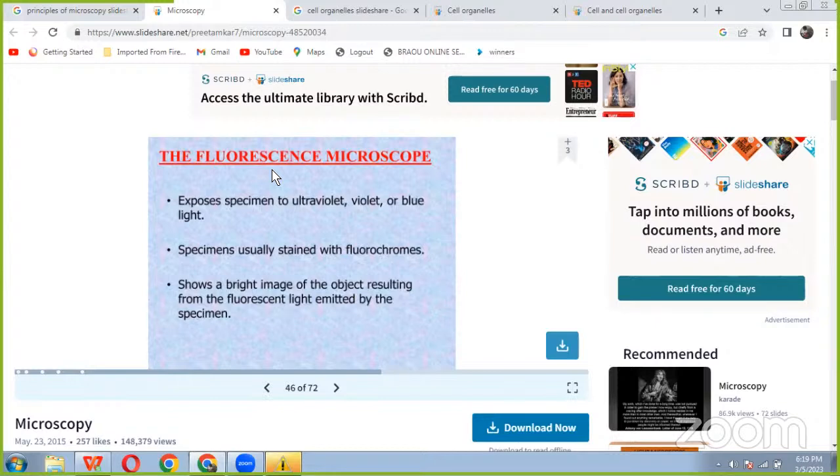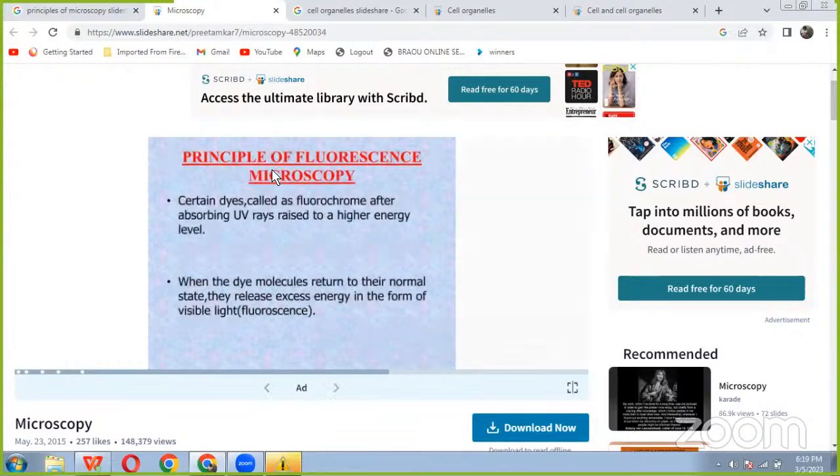The fluorescence microscope exposes the specimen to ultraviolet, violet, and blue light. The specimen is usually stained with fluorochromes, showing a bright image of the object resulting from the fluorescent light emitted by the specimen.